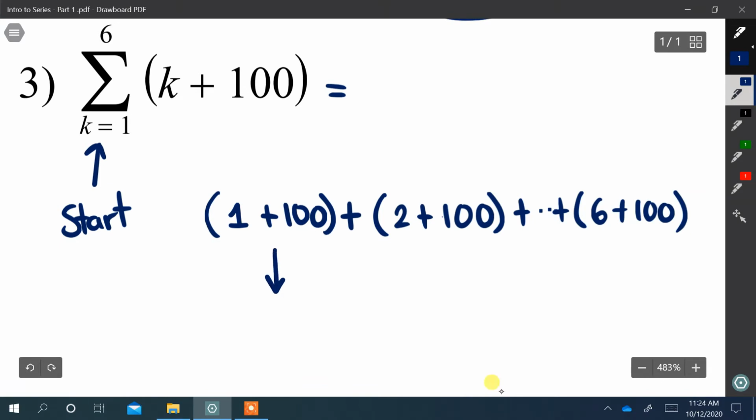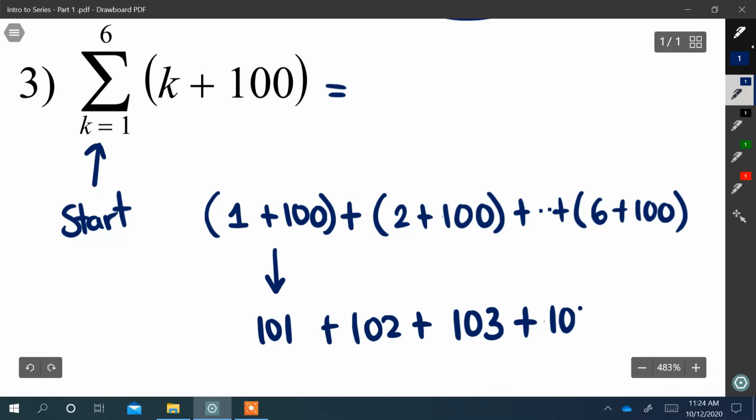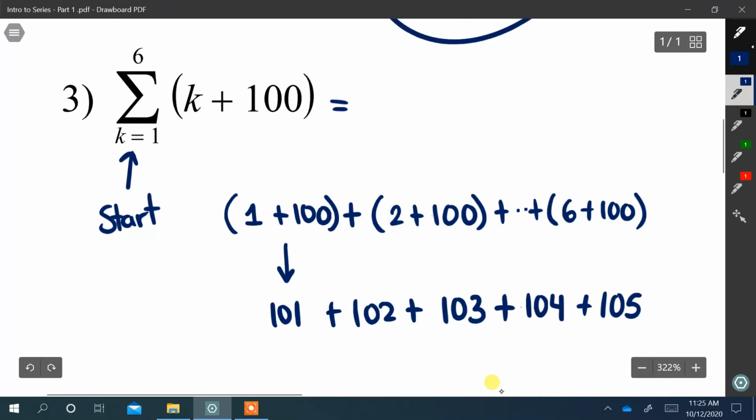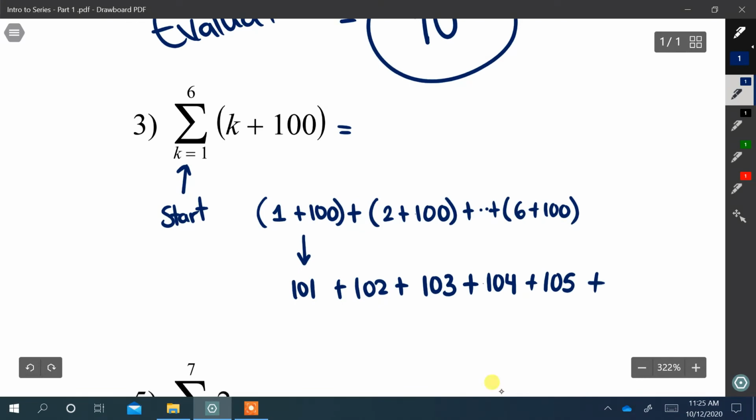Okay, well this one will be 101. This will be 102. Then you can say that we have 103, 104, 105, and then finally the last one should be 106. Now we could add all those together. So let's add 101 plus 102 plus 103 plus 104 plus 105 and plus 106.